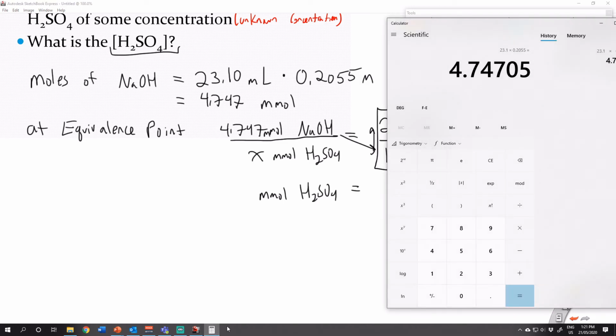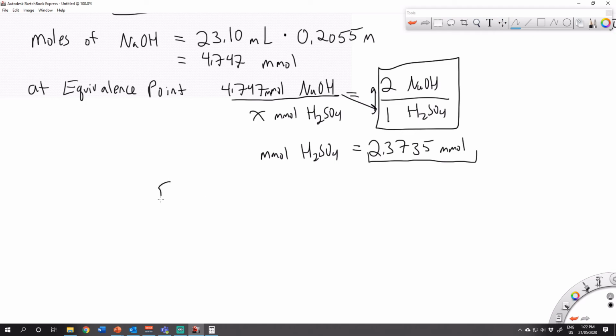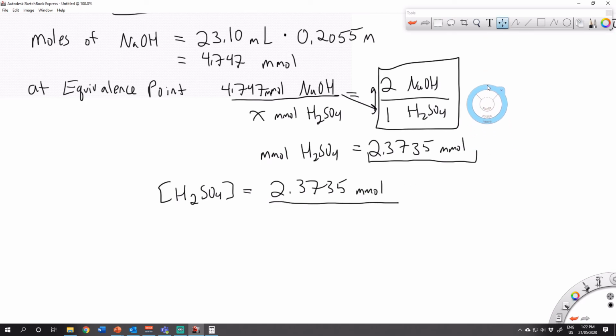So 4.747 times 1 divided by 2. So 2.374, 2.3735 millimoles of H2SO4. Now that we know how many millimoles of H2SO4 were present, we can then calculate the concentration of H2SO4. So the concentration of H2SO4 will be its millimoles, 2.3735. I'm keeping an extra significant figure because I have not finished my calculation yet.